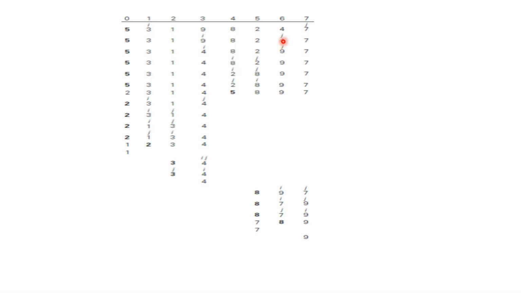That means the element 4 will come here and 9 will come here, and then you continue the scan by incrementing i and decrementing j. So i is incremented, so i is at position 4, and j is decremented, so it is pointing at position 5. Now continue the scan.